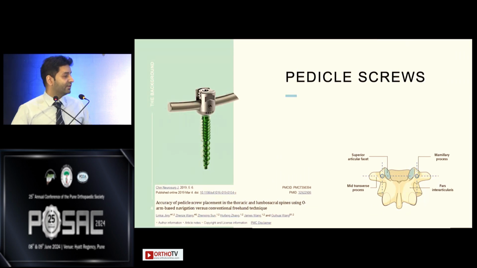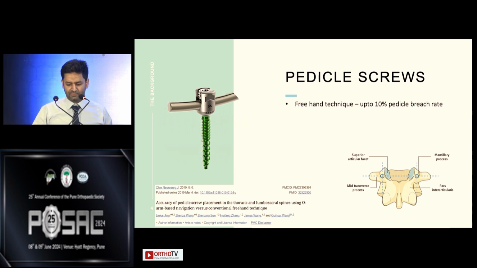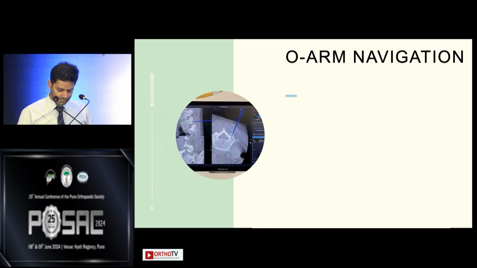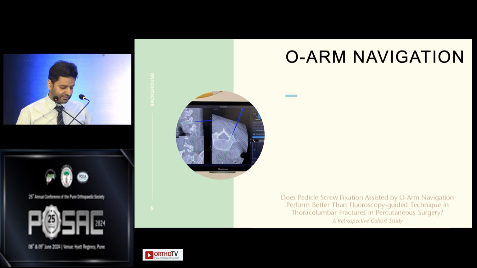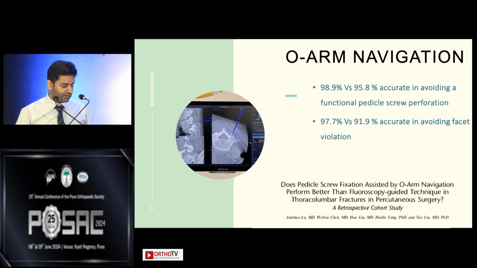So pedicle screws have been the workhorse for fracture fixation since 1960, but there is still up to a 10% breach rate with the freehand technique, as there are anatomical variations. This is the standard entry point of pedicles. So a lot of new techniques are coming to improve the accuracy. One of them is OAM. It is a cone-based CT machine which guides us about the trajectory of our pedicle screw. It is based on geometric calibration of the subject in space.